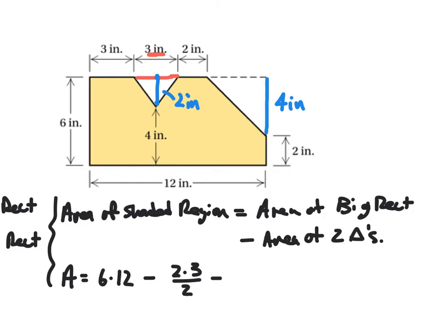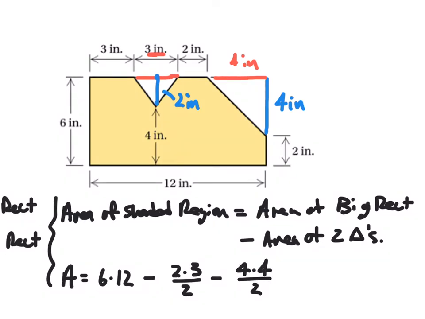The other thing that I know is that this whole thing is 12. This length is 3, this length is 3, this length is 2, meaning that this whole length from here to here is 8. So 8 plus what gives me 12? That answer, folks, is 4. This is 4 inches. So now I want to take 4 times 4 and then divide it by 2. So I'm going to do minus 4 times 4 and then divide it by 2.